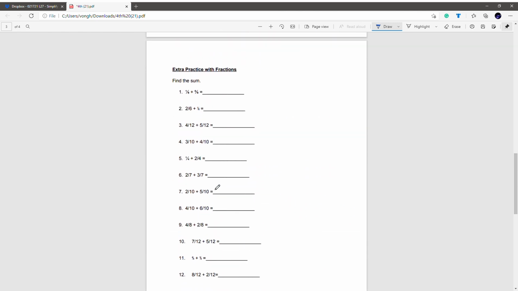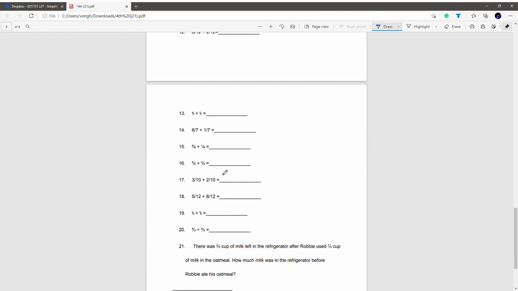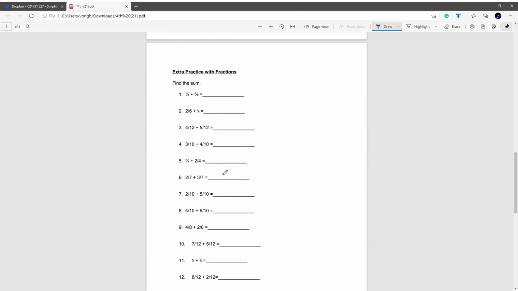Okay, so for extra practice with fractions, I'll do a few more. So, find the sum. Okay, so we have 1/8 plus 5/8. Now, the denominators are the same, so we don't need to worry about it. That's 1 plus 5. And then keep the same denominator, and now we can simplify.